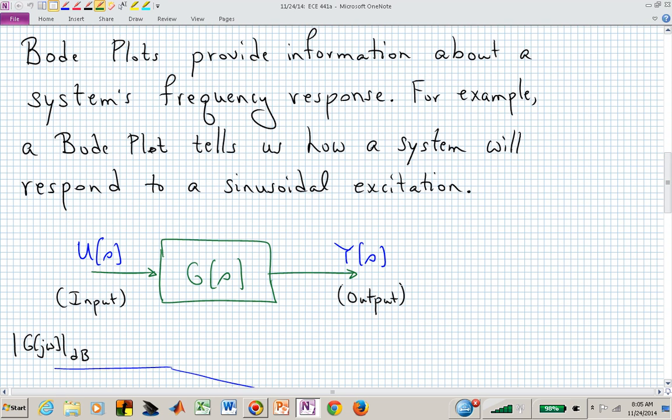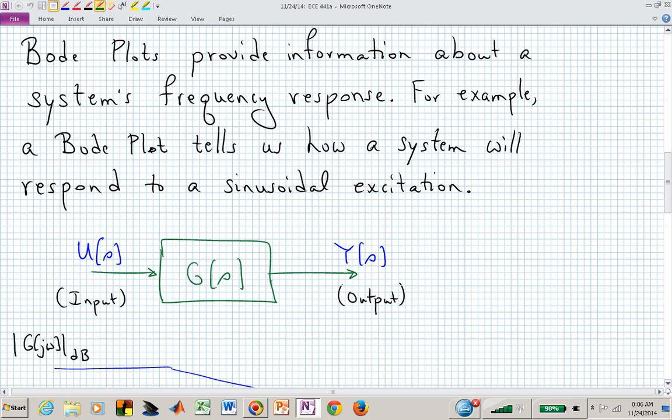Here are a couple of sentences relative to a Bode plot. The Bode plot provides information about a system's frequency response. And a frequency response, just think of a graphic equalizer on your stereo if you have such a stereo. It's how does your system respond to given sinusoidal inputs? How does it adjust the magnitude? That's going to come from the magnitude plot. How does it adjust the phase?